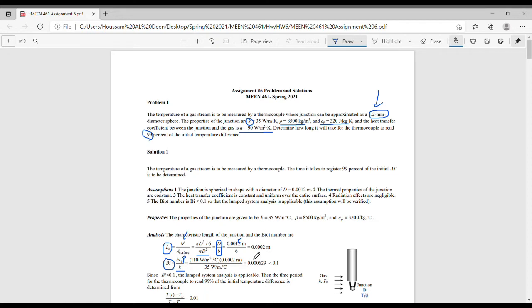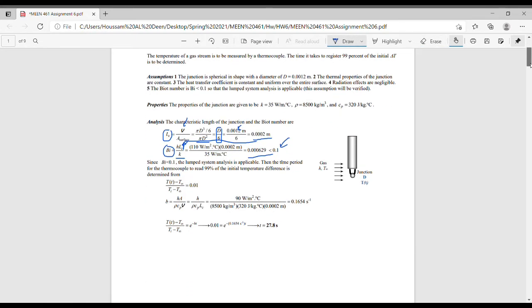Once we divide it by 6, we get the Lc, and we plug it now inside of the Biot number. After you plug it inside of the Biot number, we get the Biot number to be 0.006, which is less than 0.1. Thus, we can use the lumped system analysis. The idea is that convection in this analysis can be almost neglected, and we can use this relation that we learned in class to determine the time, which is T minus T infinity over initial temperature minus T infinity is equal.